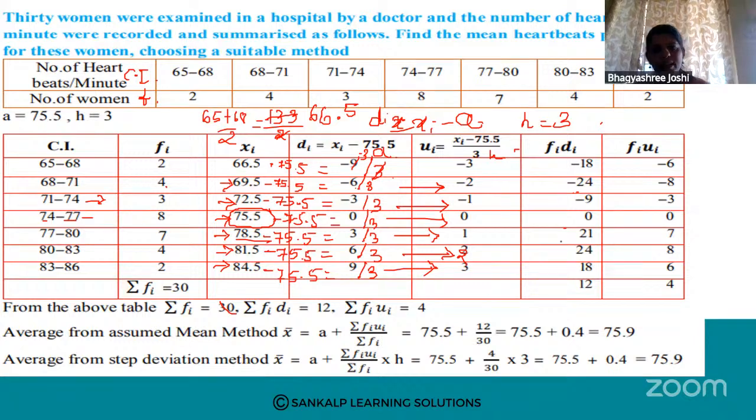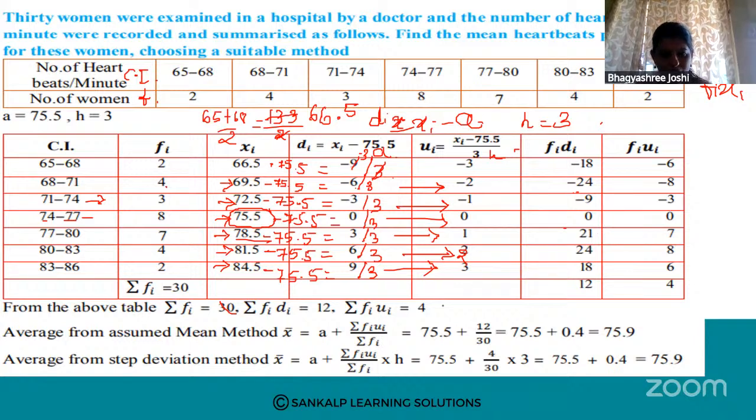If you want to use the direct method, for that we'll calculate Fi and Xi. But here we are calculating by using assumed mean and step deviation method. So any method you can use. Okay. So here this is one type of example for step deviation and assumed mean method.